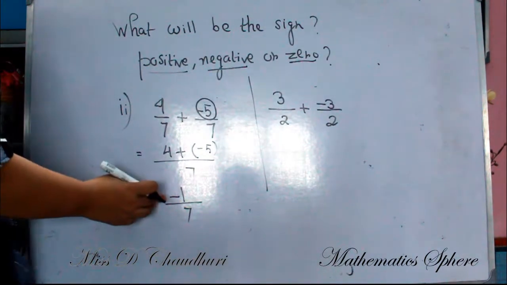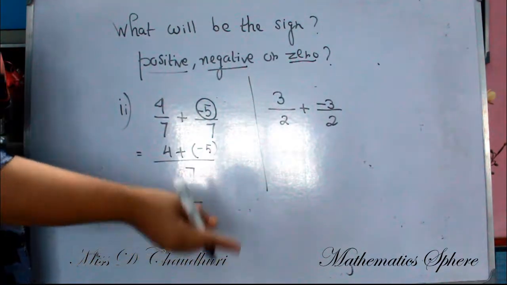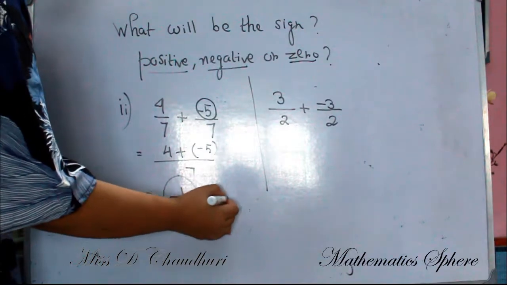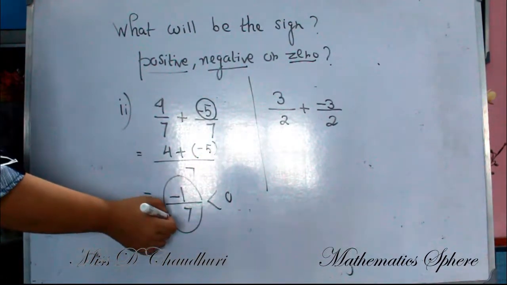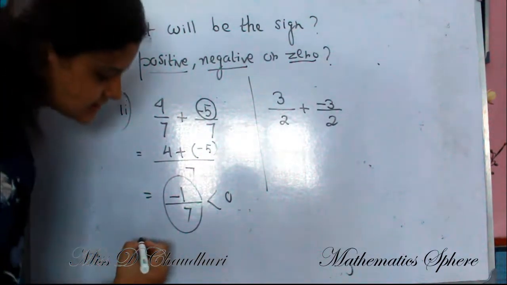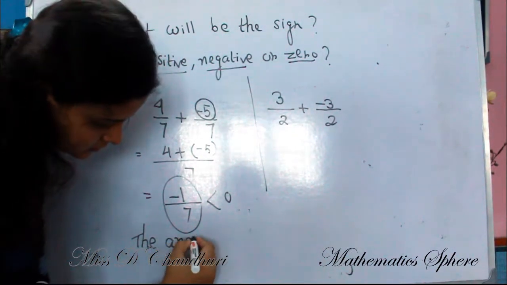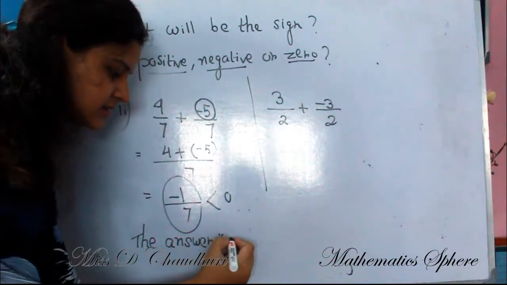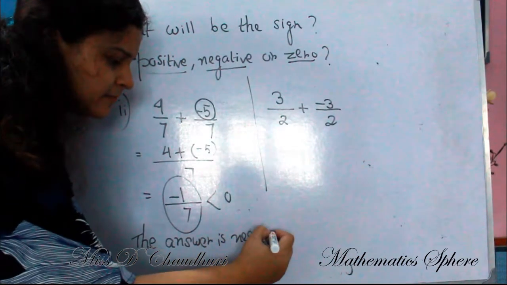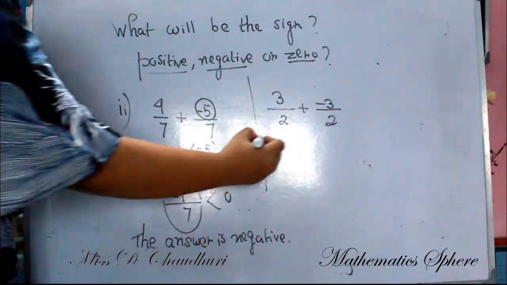I have already taught you that if one negative sign remains, that means it is less than 0, that is, it is a negative rational number. So you will just write that the answer is negative. In the same way, if you do this sum, it is given 3 by 2 plus minus 3 by 2.